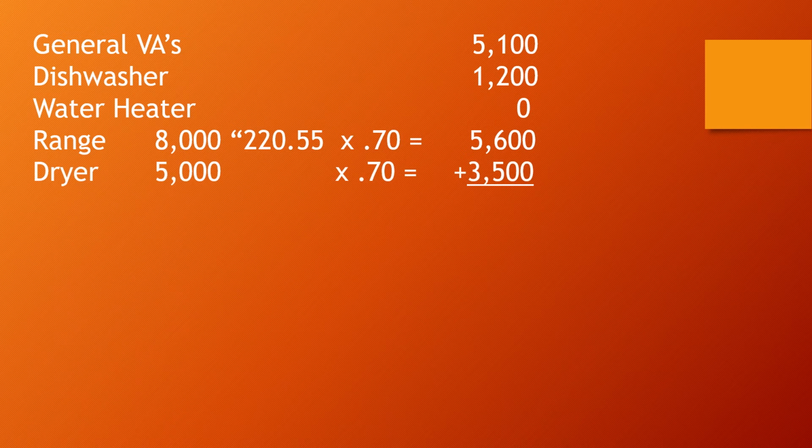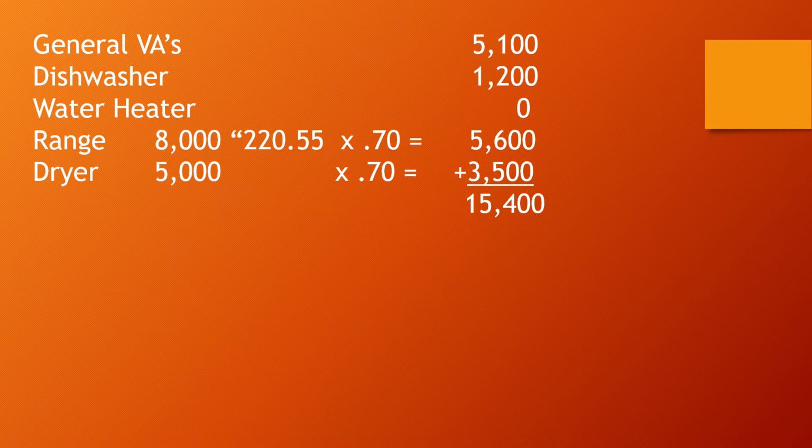Now we take our dryer and we do the same thing. We know that with the standard method, it is a minimum of 5,000 or the nameplate. In our question, it was 5,000, so we just use 5,000 multiplied by 0.70. That's going to give us the neutral calculated load of 3,500 VAs.